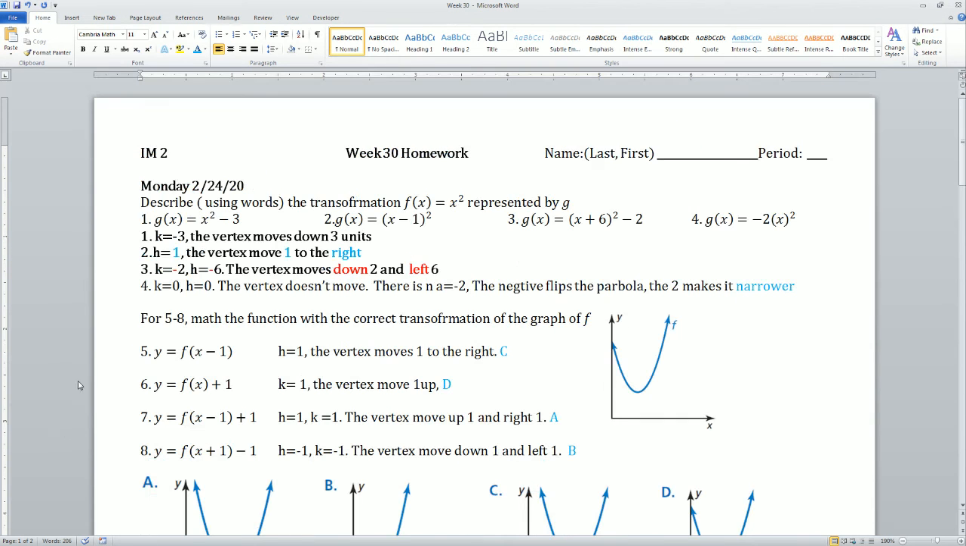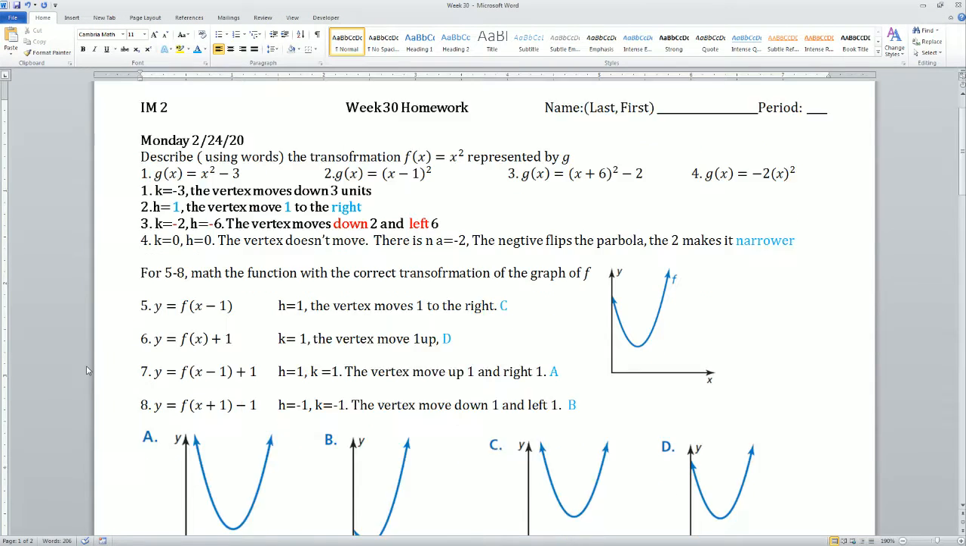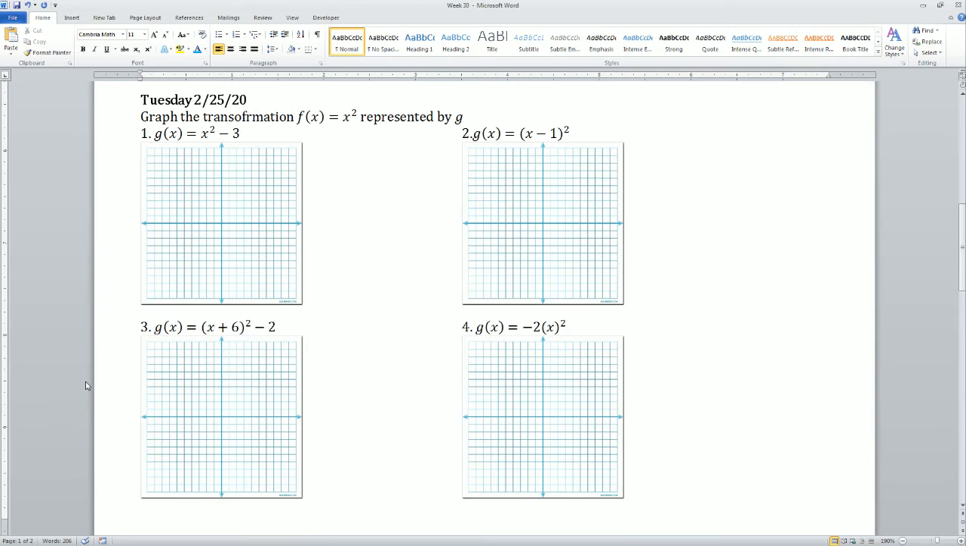Welcome. This is the homework solution for week 30th. This is the IM2. For this one, I'm going to be covering Tuesdays.